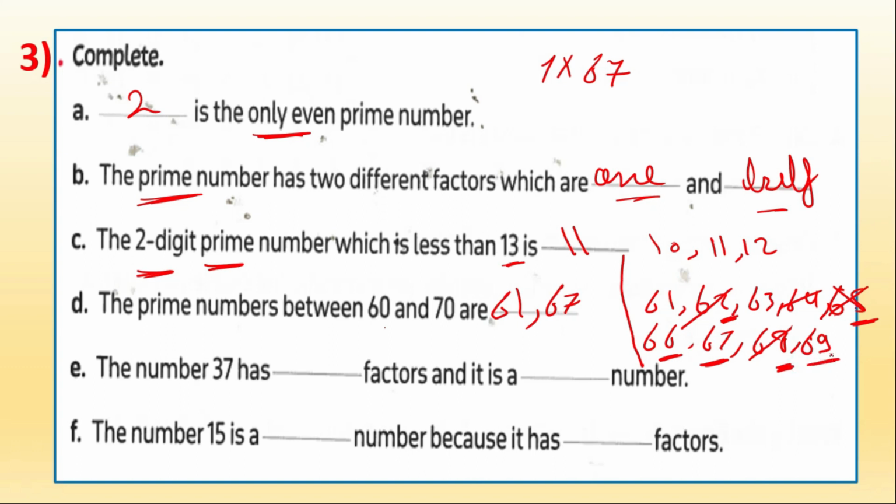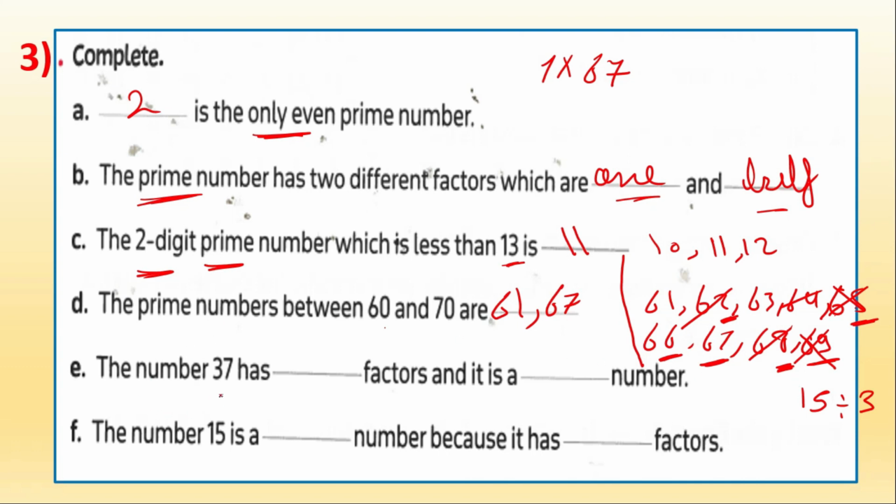69, ones place is an even number? No. 0? No. 5? No. So try to add its digits. 6 plus 9 equals 15. 15 is divisible by 3. So 69 is a composite number. Got it? So it has more factors.